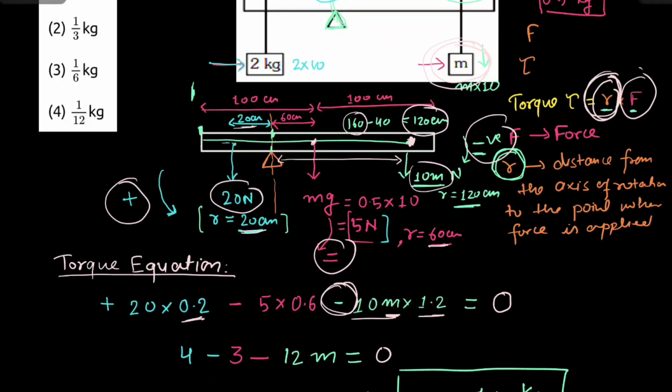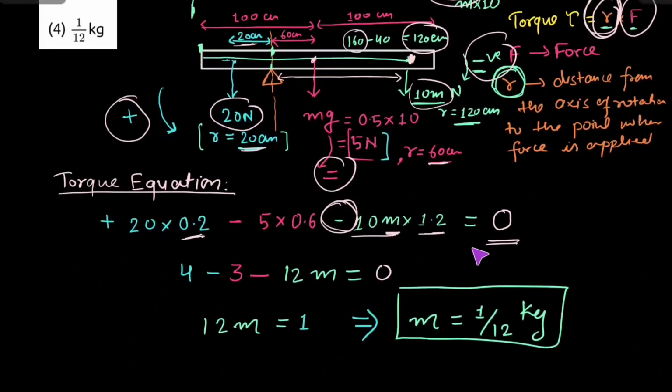And as it is given in the question, the rod is in equilibrium. So the net torque acting on this rod about its axis of rotation would be 0. So we have equated this equation to 0, and with a little bit of simplification, we can easily find out the value of unknown mass M as 1 upon 12 kg.